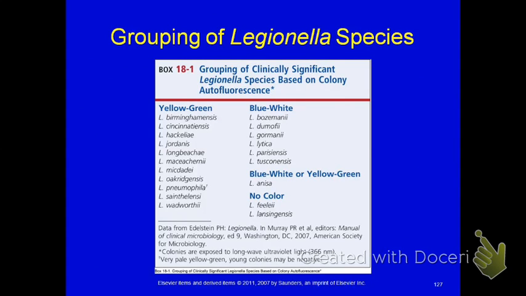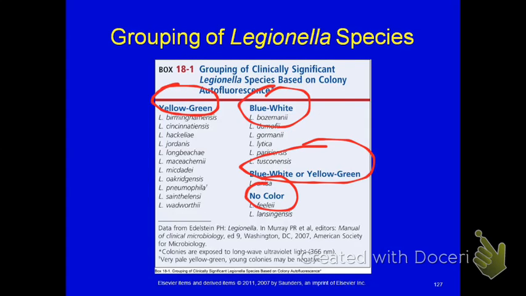Okay? So, neighbor's dogs are barking again, but anyway, don't mind them. So, the yellow-green group, we have the blue-white group, the blue-white or yellow-green group, and the no-color group. Okay, hindi makulay ang buhay.